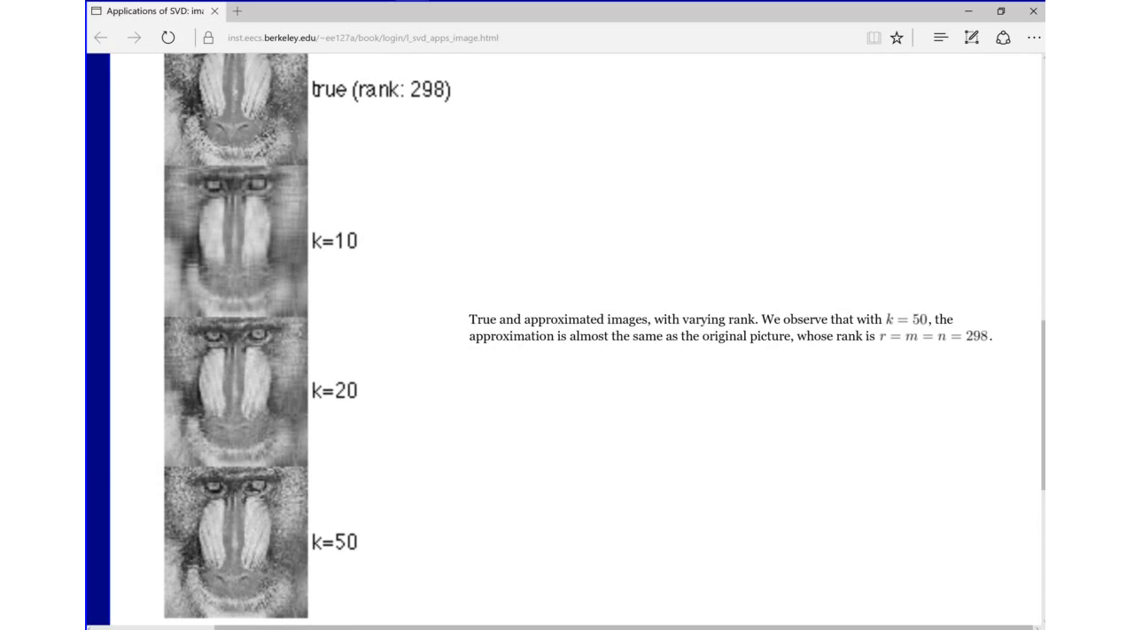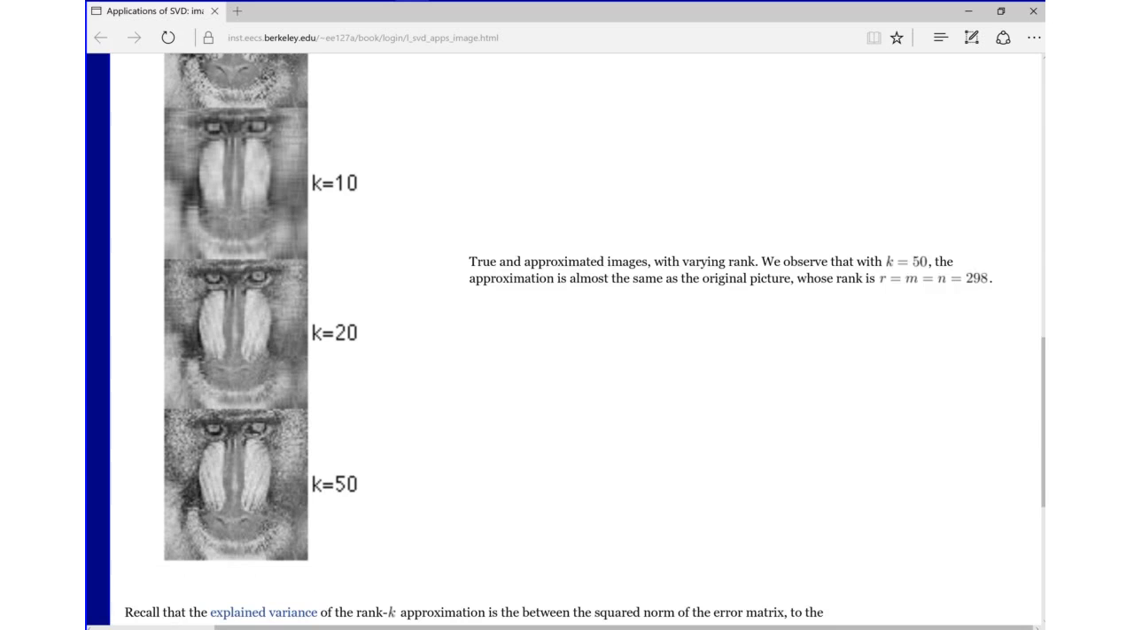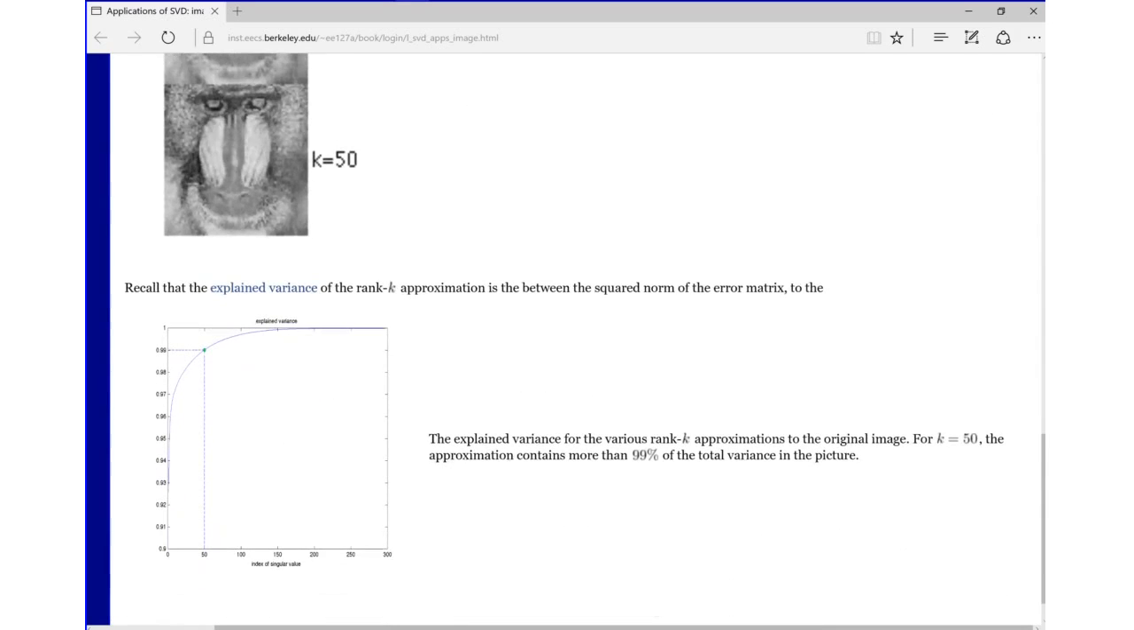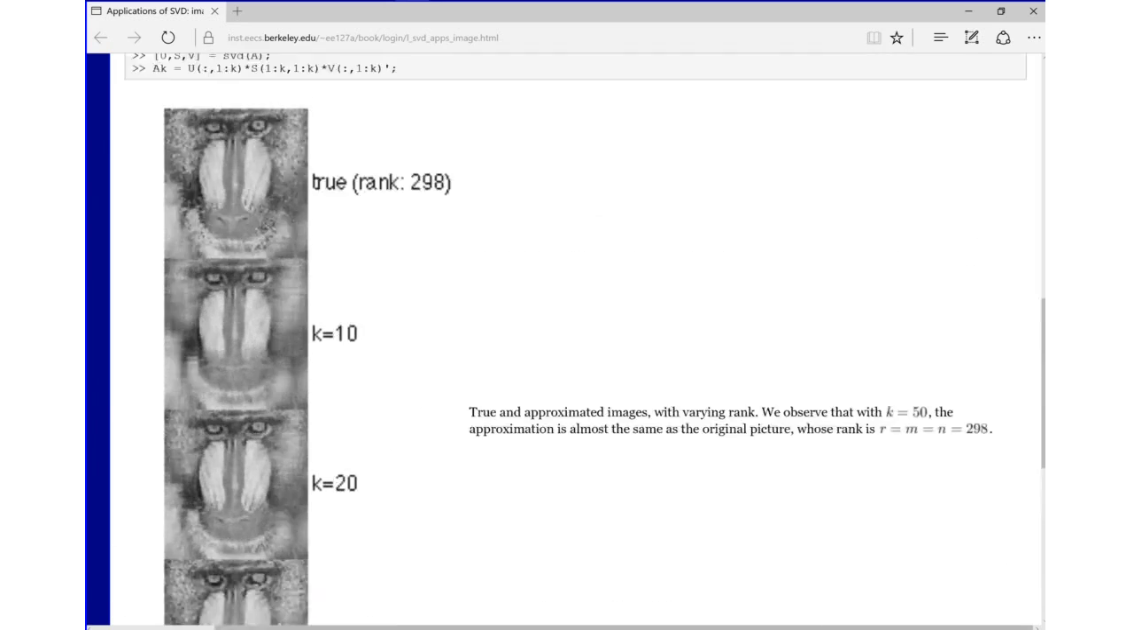K equals 50. 50 out of 298 is still a big difference, right? And the image is almost the same as the original one. And by almost, I mean this guy goes ahead and computes, and it turns out that it contains pretty much 99% of the original picture. So that's what I was telling you: for storage purposes in general, the singular values are the best tools to work with matrices.